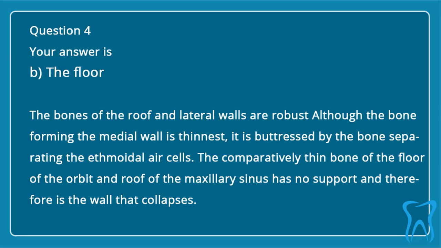The bones of the roof and lateral walls are robust, although the bone forming the medial wall is thinnest. It is buttressed by the bone separating the ethmoid air cells. The comparatively thin bone of the floor of the orbit and roof of the maxillary sinus has no support and therefore is the wall that collapses.